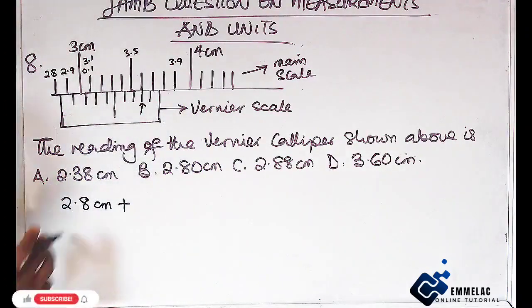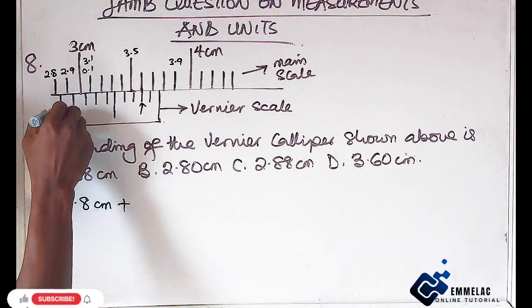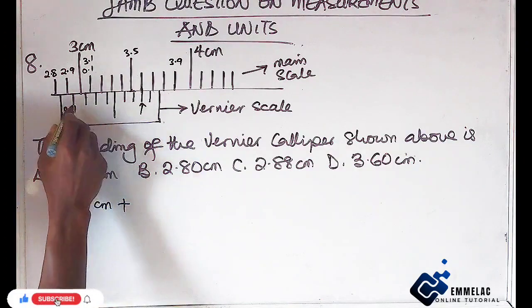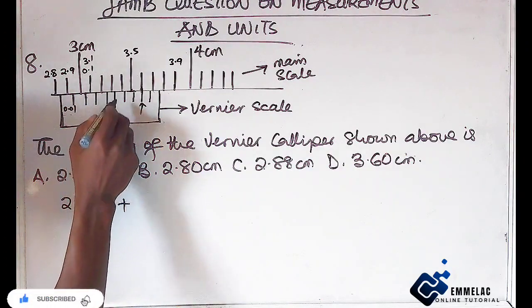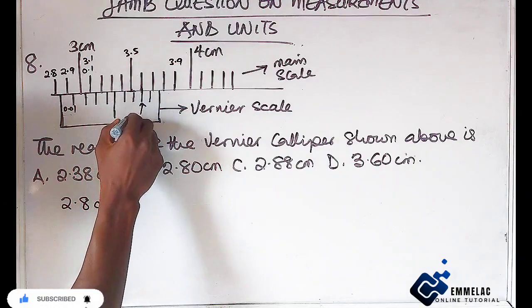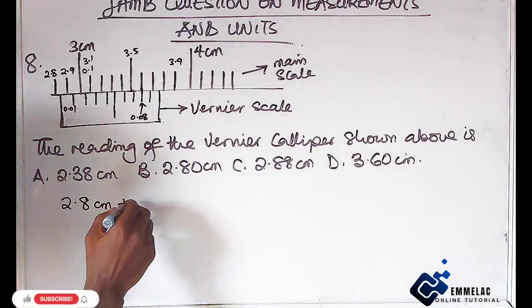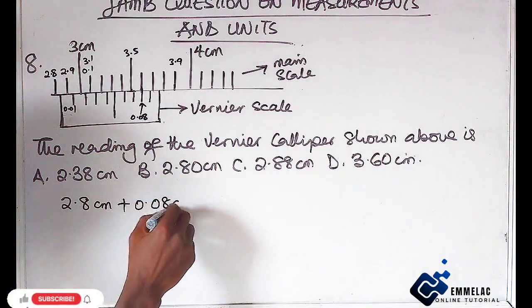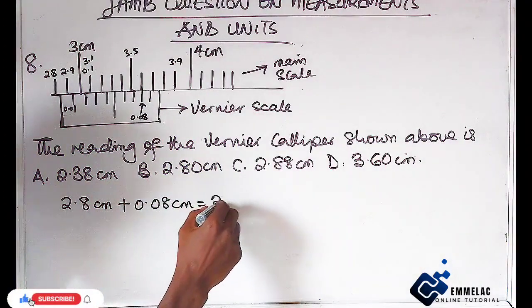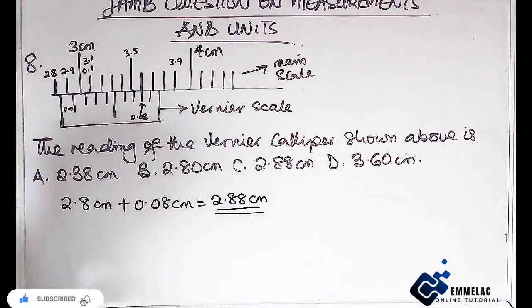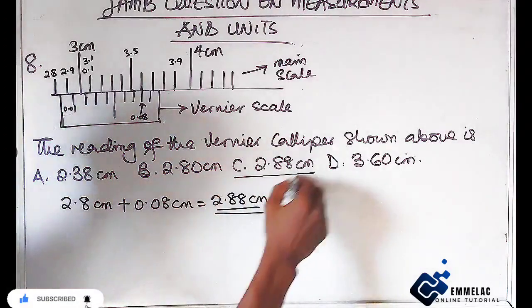Okay, and for the vernier scale it is 0.01. Now down you can see this 1, 2, 3, 4, 5, then 6, 7, 8. So here we have 0.08. Okay, so now we add both. Here you have 0.08 centimeter, which will give us 2.88 centimeter. All right, and that is option C.